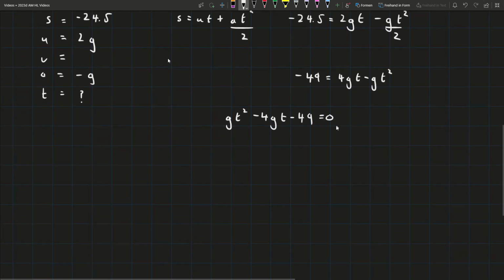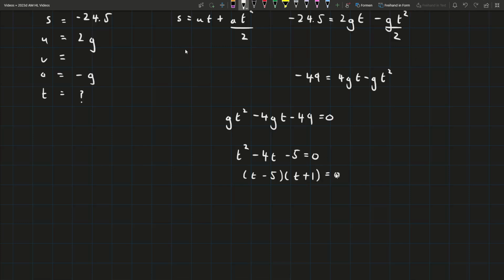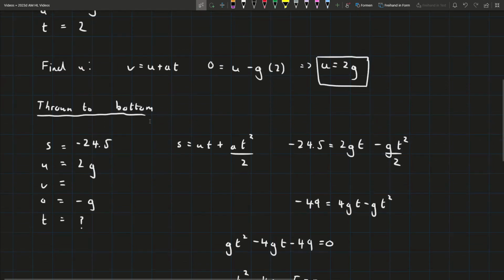We can use the quadratic formula for this, or there might be a nice way to solve it. I think there actually might be if we divide by g. Yeah, if we divide by g, we get t squared minus 4t minus 5 equals 0. Factors of 5, we can have minus 5 and plus 1, and that'll work. So we'll have t minus 5, and then t plus 1. This works because minus 5 times 1 is minus 5, and minus 5 plus 1 is minus 4. Therefore, t is either equal to 5 or t is minus 1. We can't have a negative time, therefore t is 5 seconds to get to the bottom of the building.